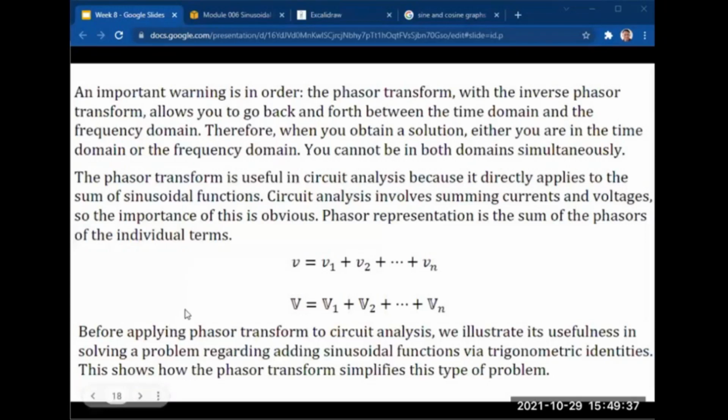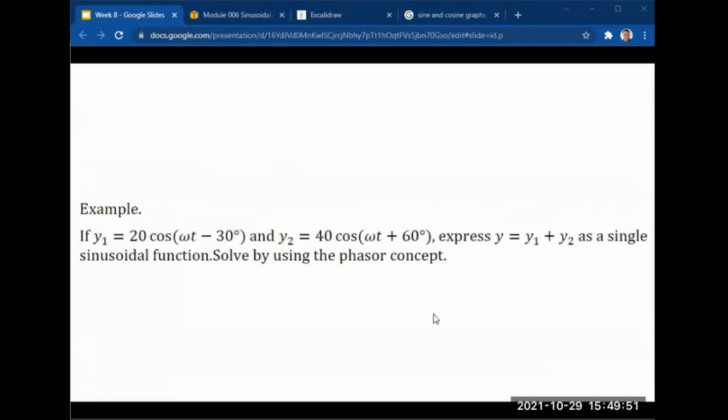Before applying the phasor transform to circuit analysis, we illustrate its usefulness in solving a problem regarding adding sinusoidal functions via trigonometric identities. So this shows how the phasor transform simplifies this type of problem. So we have an example here to show you why we need to deal with the phasor transform.